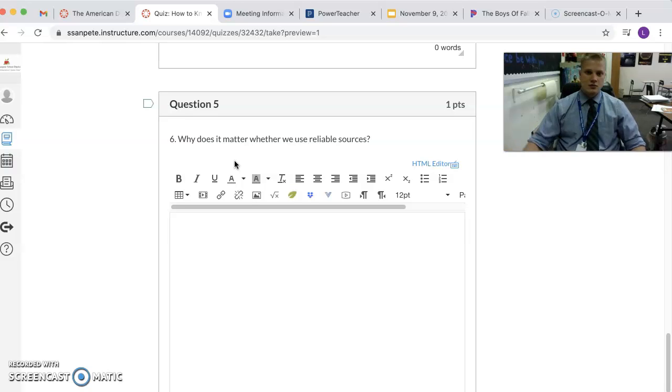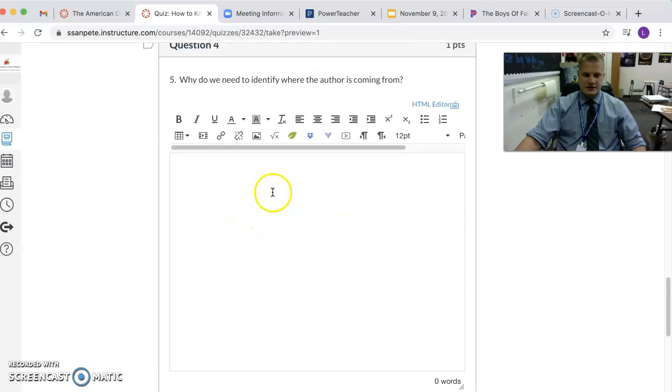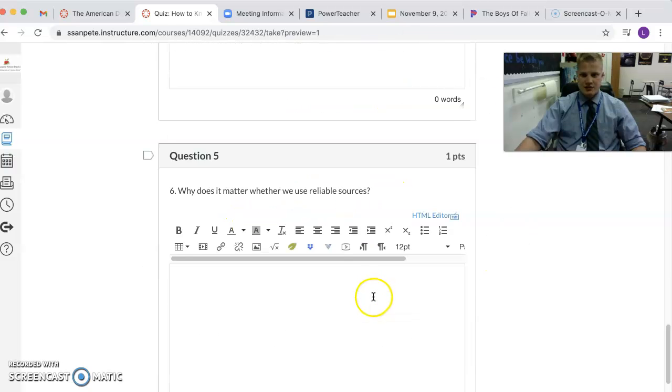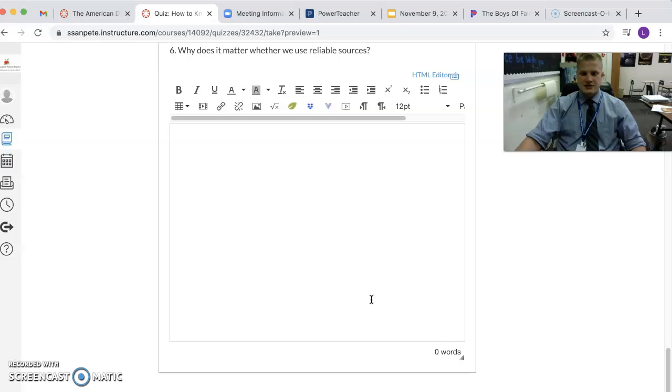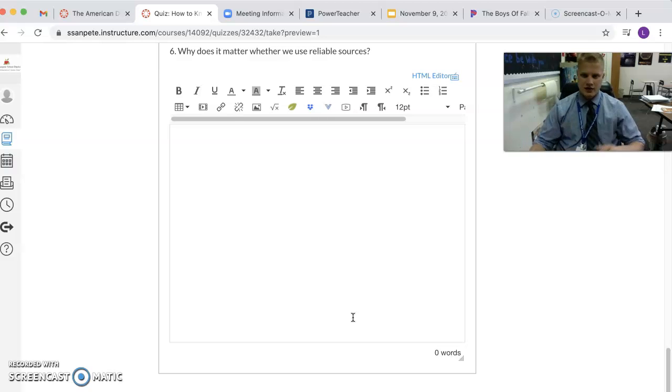And so taking into consideration where the author is coming from helps you realize, okay, they're trying to push this idea, or this is what that author was looking at when they did this.